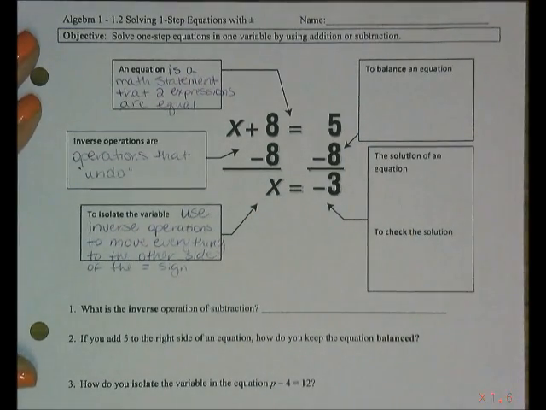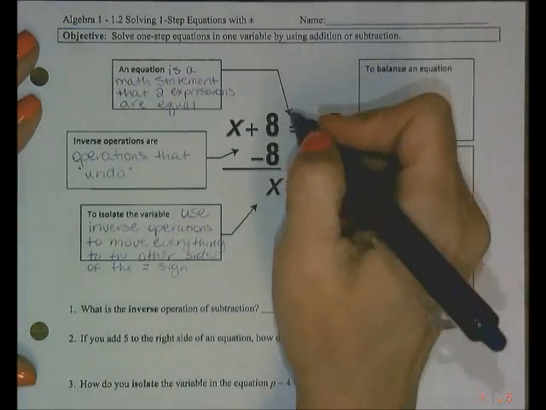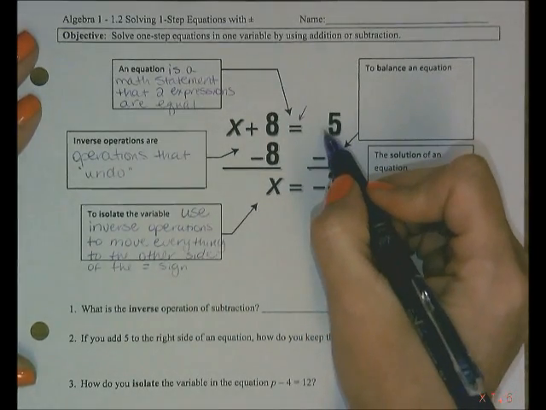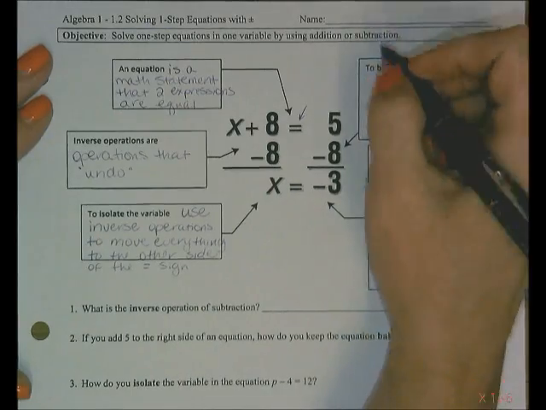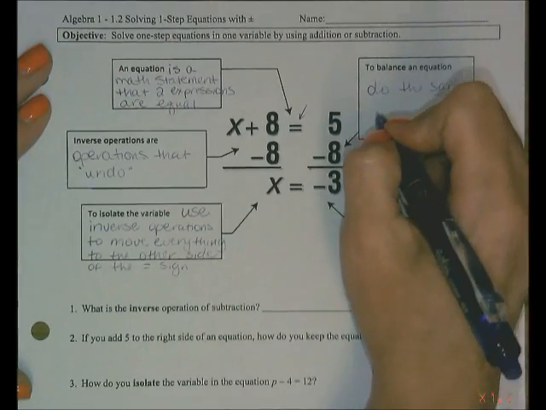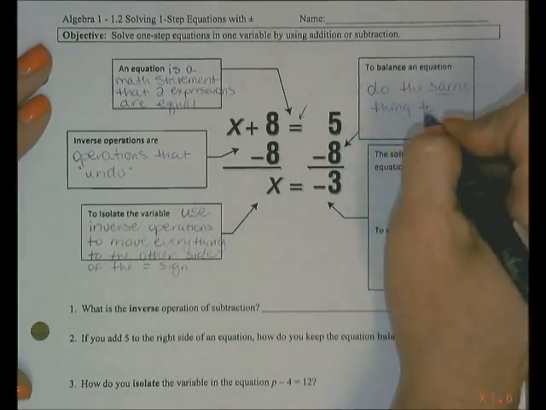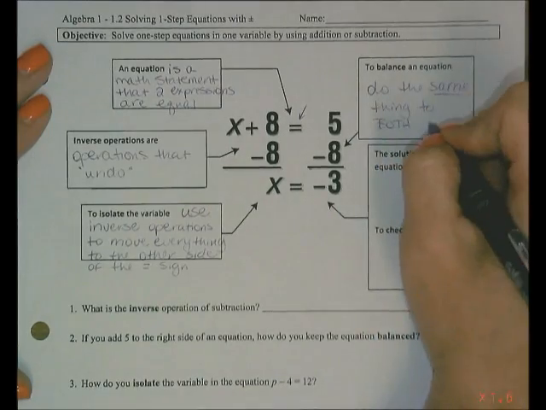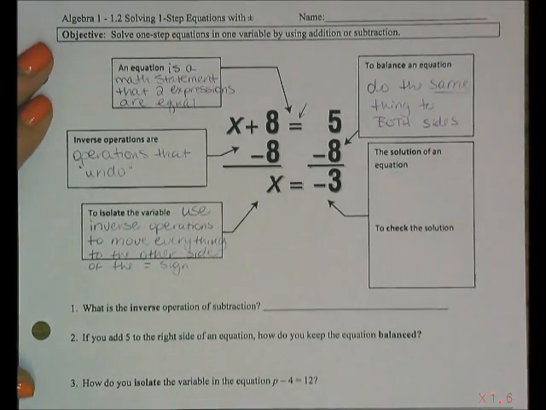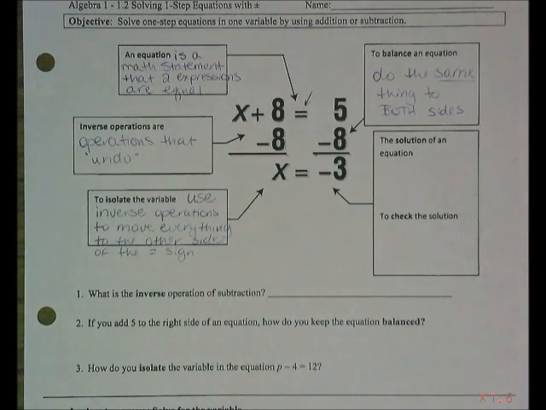Now, what we've talked about today, hopefully in class if we had time, was that we have to keep equations in balance. Because of this equal sign right here, whatever we do to one side of the equation, we have to do to the other side. So to balance an equation, you do the same thing to both sides. And that's very important. Keeping an equation in balance is one of the major rules of Algebra 1.